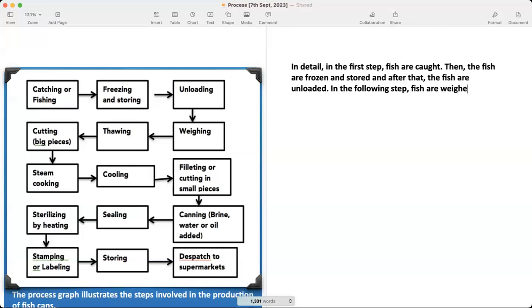It's not "waited", it's "weigh". Weigh. There's no T here. Very good. Perfect sentence.